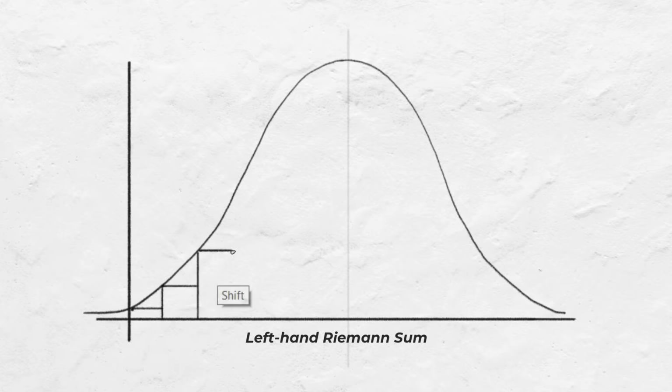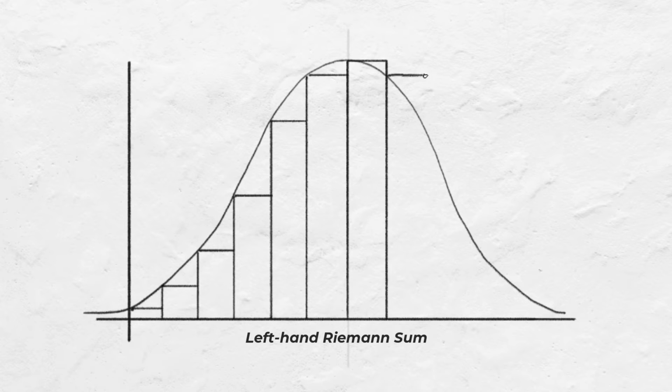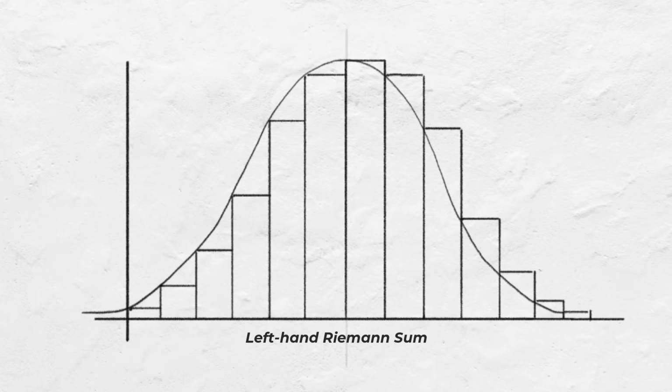Let's begin with the left-hand Riemann sum. The idea of using left-hand Riemann sum is to draw n rectangles with width of delta u and height of f(u) that touch the left of the curve, then calculate the total areas of the drawn rectangles.